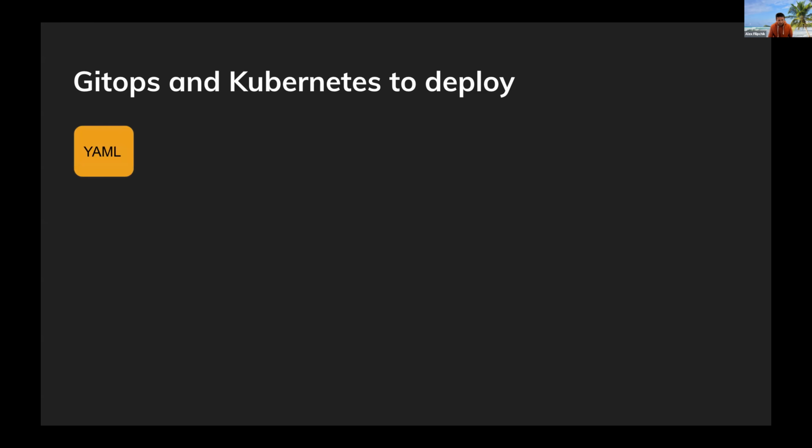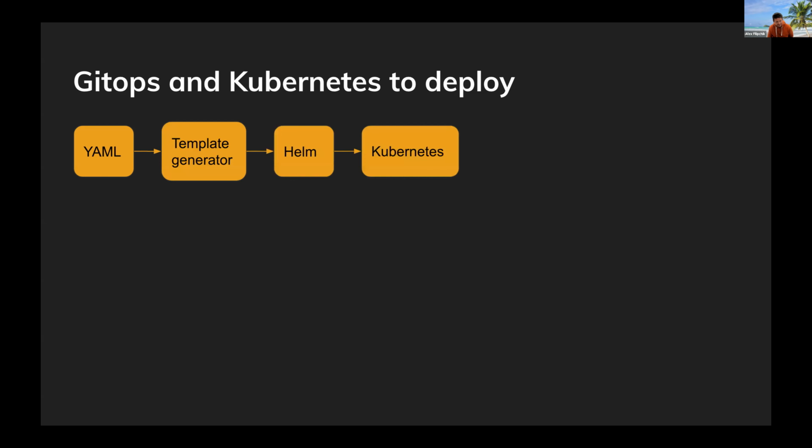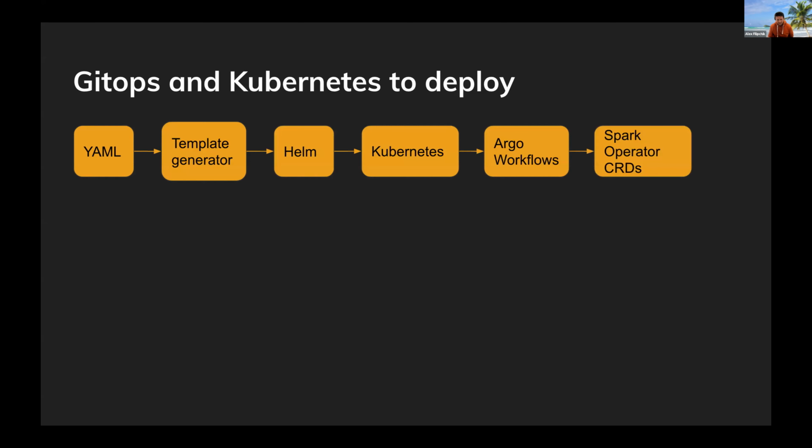So YAML, right? Everything starts with YAML in Kubernetes. We try to make it as simple as possible. We even introduced a template generator, which is just a Golang program that takes our version of YAML, I call it almost a YAML-face, like an interface, and transforms it into something that Helm understands, which pushes it to Kubernetes. And then we use Argo workflows to schedule job runs, and we use the Spark operator.